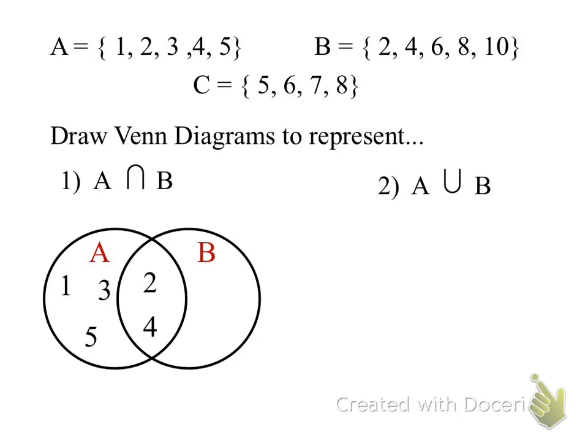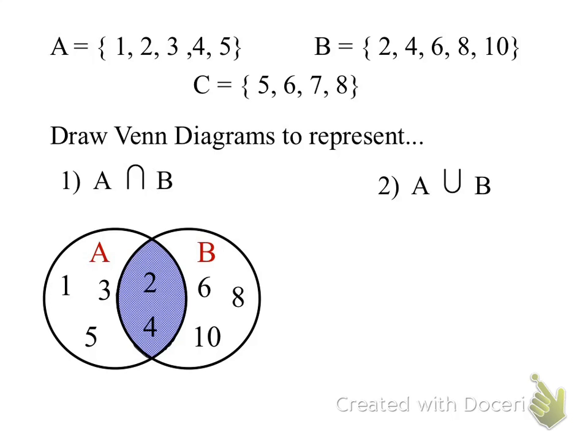So for set B, we have 2 and 4. That's already in the circle. And then I have to write 6, 8, and 10. Now, where is the intersection? Where is the intersection, Brent? 2 and 4. And that's the area I would shade.